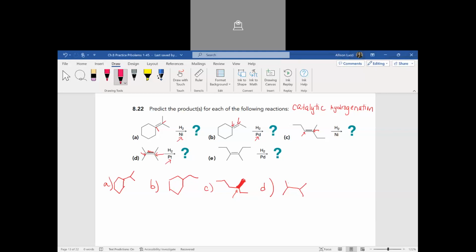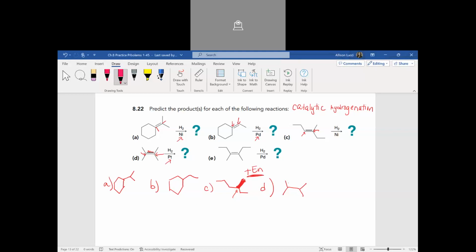So our last example here, oh, I forgot to mention earlier when we had that chiral center created here, we would also have the enantiomer. So we can't forget that there's two products with that reaction.